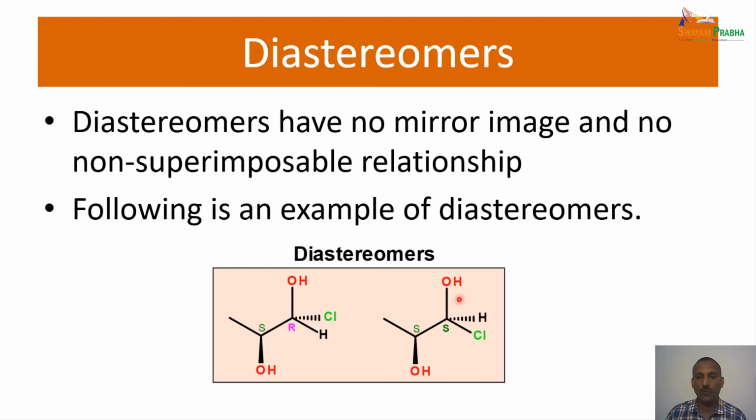But in the second compound we have the same S configuration in one of the stereogenic centers, whereas the other stereogenic center has the opposite configuration. So that means the SR isomer and the SS isomer are called diastereomers.